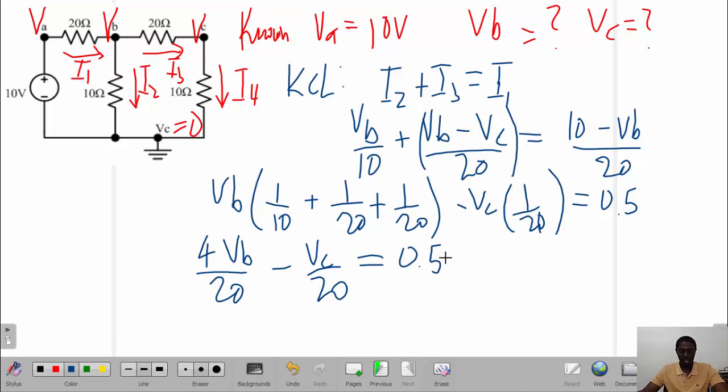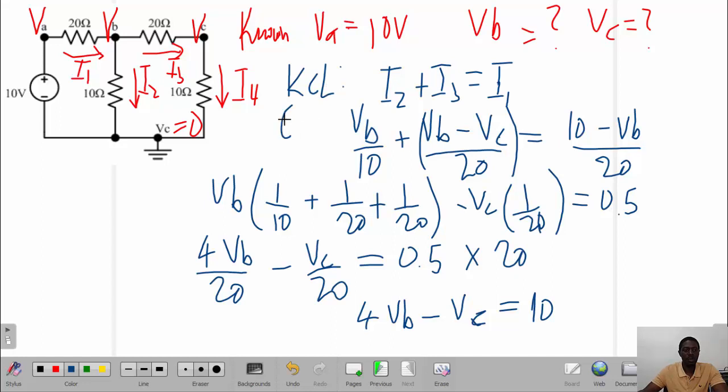And then from there you can further simplify it by simply multiplying by 20. So we remove the fractions, and what we get here is 4 VB minus VC gives you 10. That is the node equation at node B. So this equation is done.